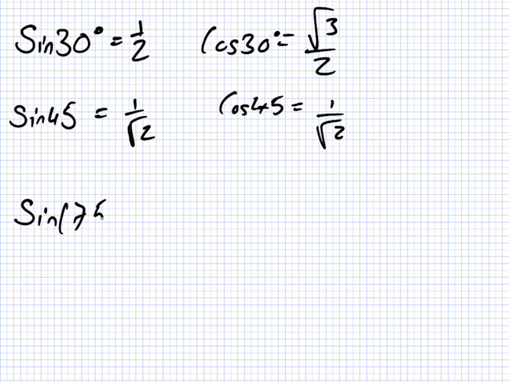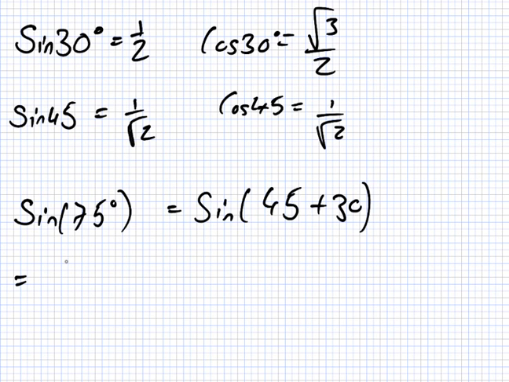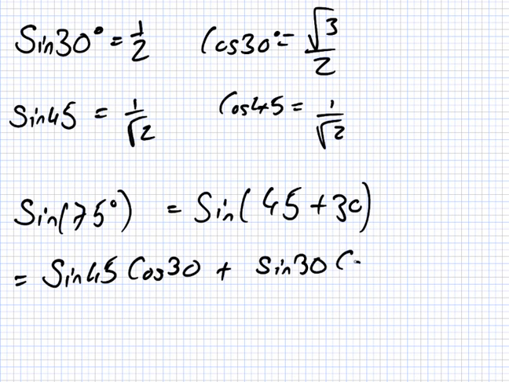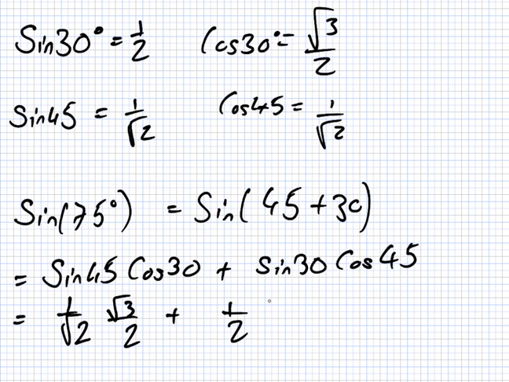Sine 75, what is it? Well, that is sine 45 plus 30. Remember doing this? Yes. So this is sine A cos B plus sine B and then cos A. So that is 1 over root 2, root 3 over 2, plus 1 over 2, 1 over root 2, which equals root 3 plus 1 over 2 root 2. And we're finished. Easy peasy, lemon squeezy.